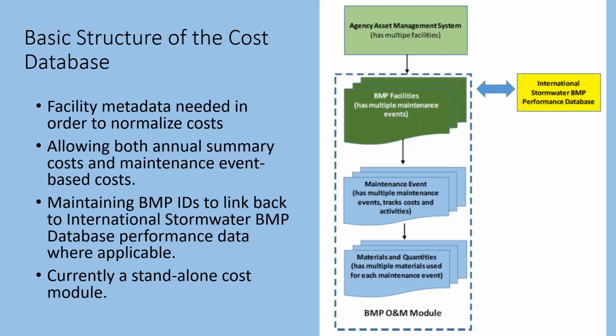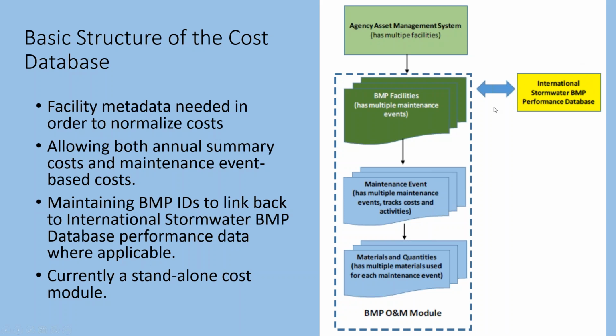and keep it growing. So I'm going to give you a little bit of an overview of the structure of the database. The idea is that the information that we have could connect into or be part of an agency's asset management system, and could also be linked to performance monitoring data associated with the International Stormwater Monitoring Database, because I would say the holy grail would be to connect maintenance information with performance information and see how those two relate to each other. We're not quite there yet, but that's where we'd like to go.